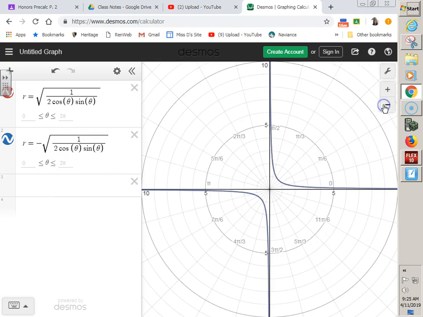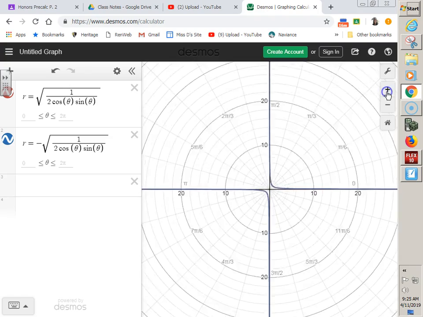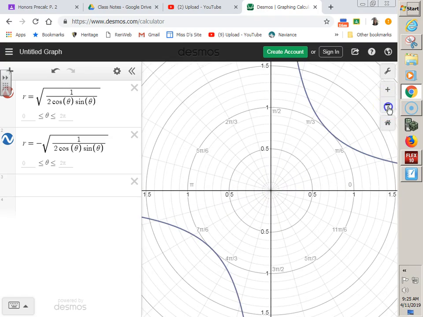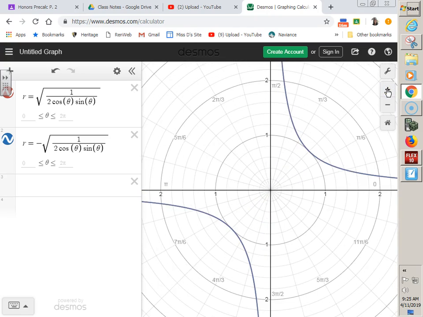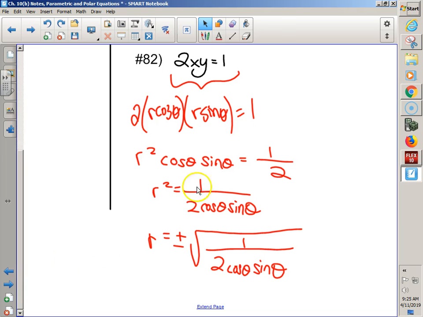Okay, so, doesn't this look like a hyperbola? Or maybe some sort of rational function? It looks kind of like 1 over x, if you ask me. Wait, but isn't that what it is? Isn't it y equals 1 over 2x? Doesn't that kind of make sense?